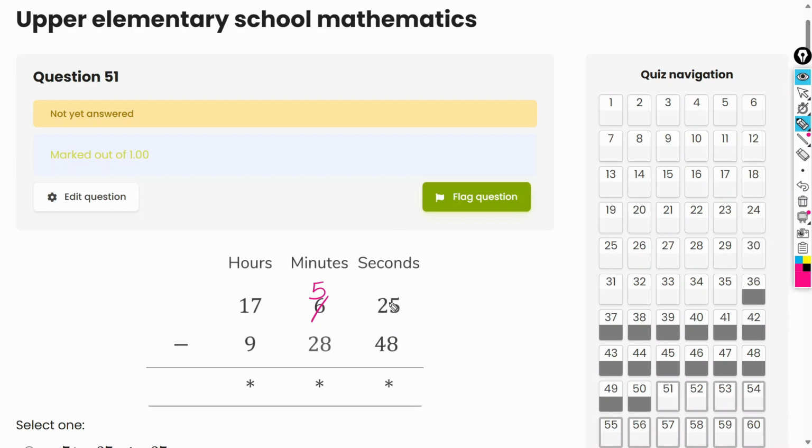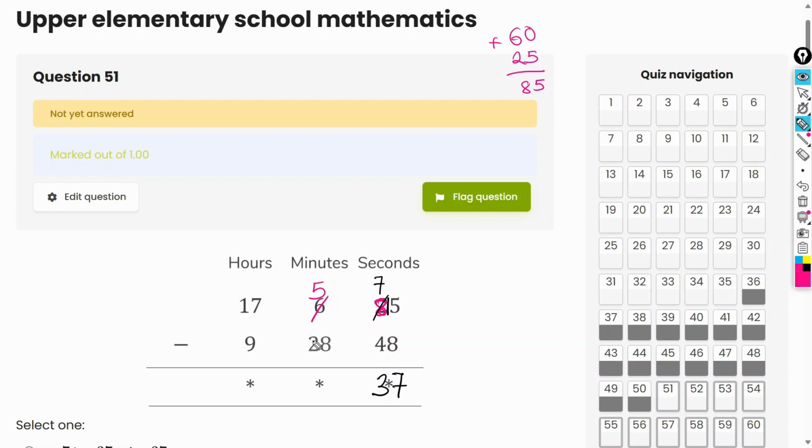So we are adding 60 seconds to 25 seconds here. So that's 60 plus 25, 85. So that is 85 seconds. 85 minus 48. 5 minus 8 wouldn't work. So we borrow 1 from 8, and that's 7. We put that here. So that's 15 minus 8. 15 minus 8 is 7. And then 7 minus 4 is 3. So that is 37 seconds.